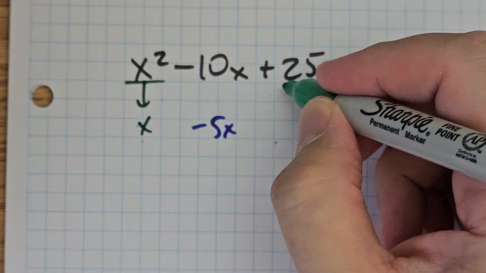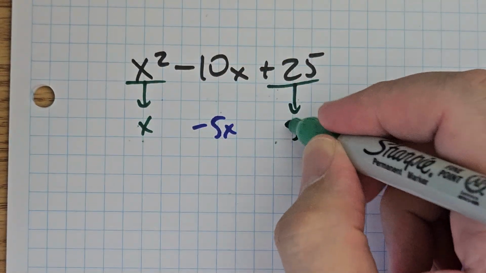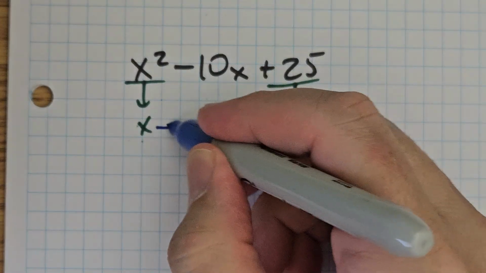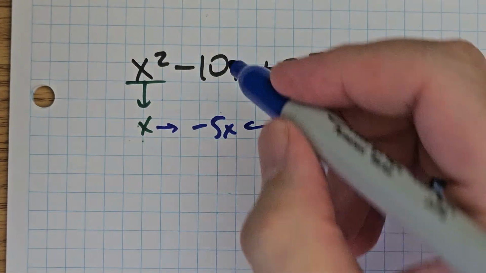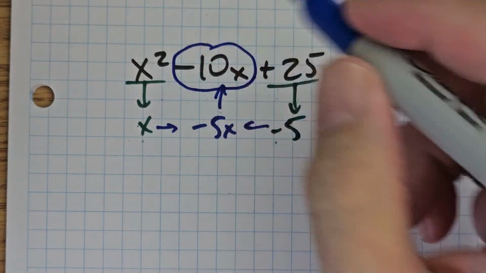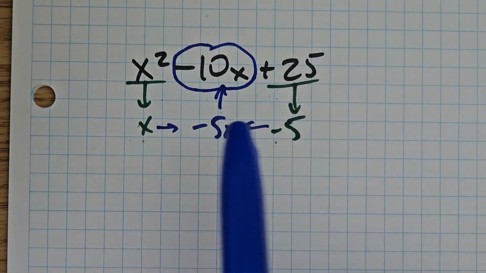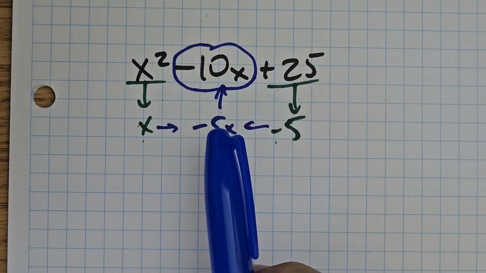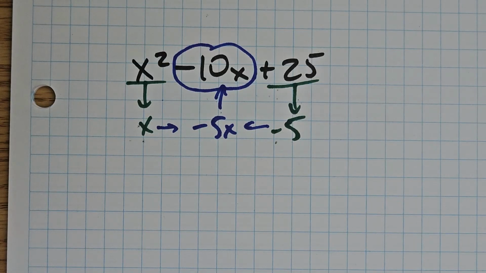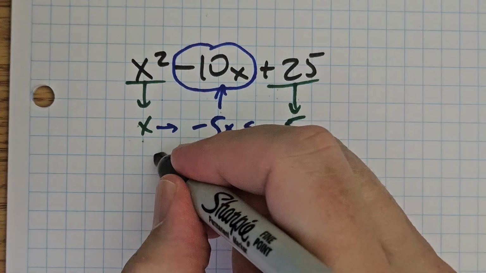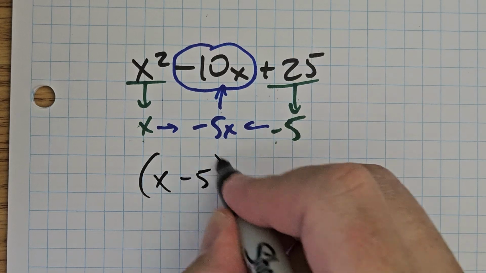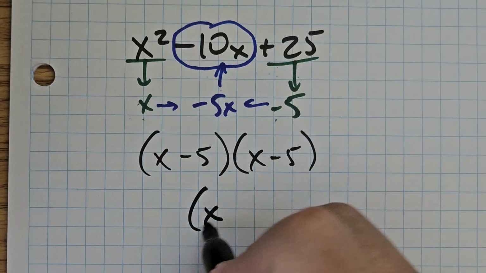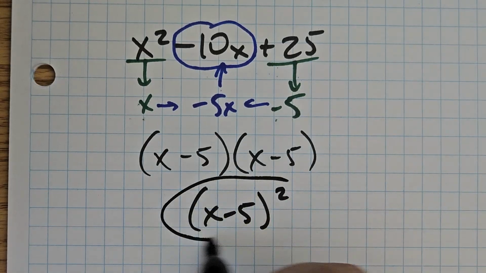So the root of x squared is x, and the root of 25 is 5. And I'm going to make that a negative 5, so that when I multiply the roots of the first and last two terms, I get that negative 5x that I want. Okay, so again, it's a perfect square trinomial because the first term's a perfect square, the last term's a perfect square, and the middle term is double the product of the roots of the first and last two terms. And so that factors into x minus 5 times x minus 5, which we could write in condensed form as x minus 5, the quantity squared.